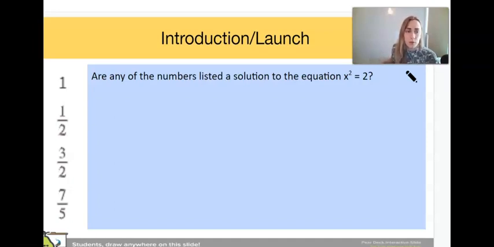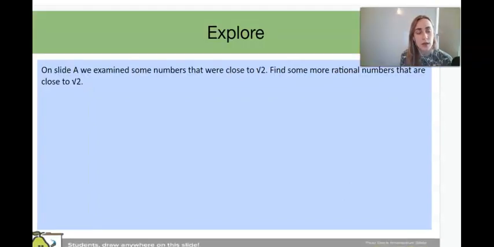So for their launch, students are answering the question, are any of these numbers listed a solution to the equation x squared equals 2? So that launch prepares students to address in their Explore section this question. On slide D, it says, on slide A, we examined some numbers that were close to the square root of 2. Find some more rational numbers that are close to the square root of 2.